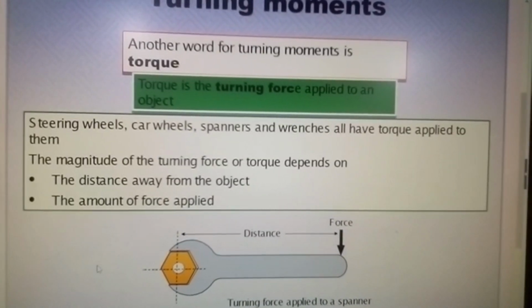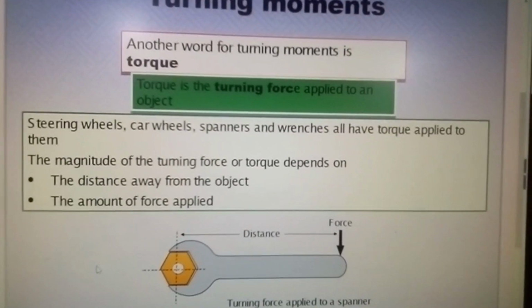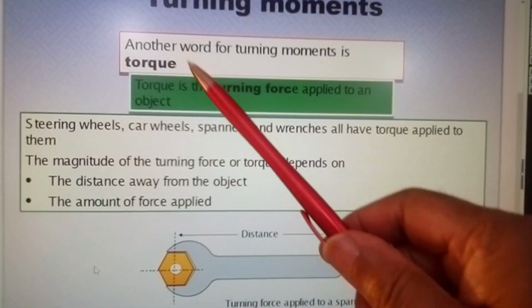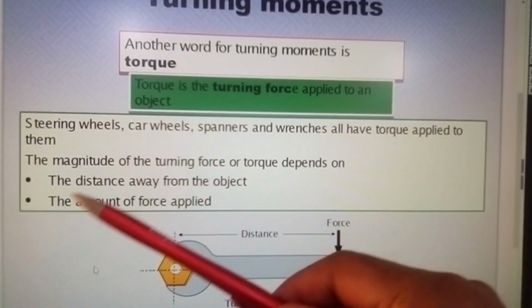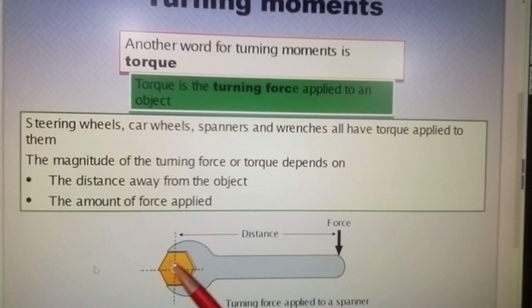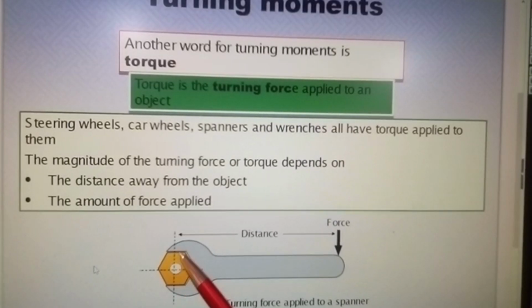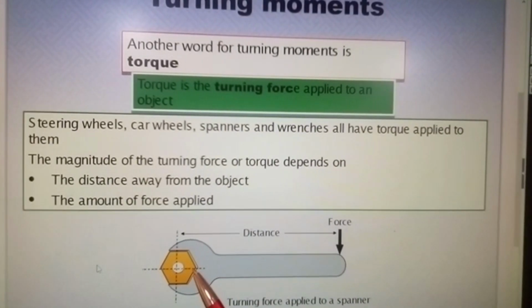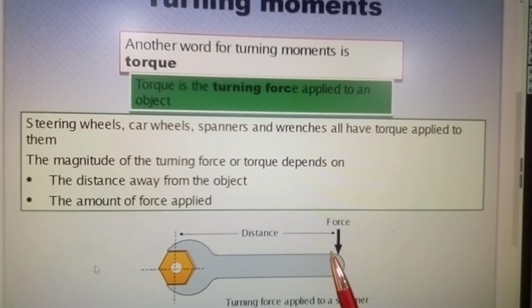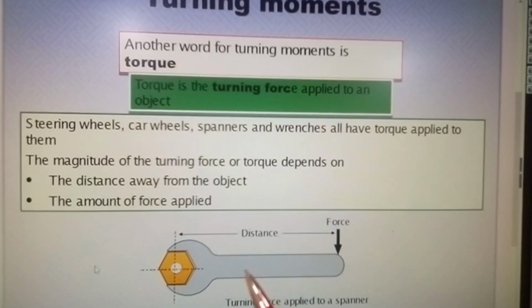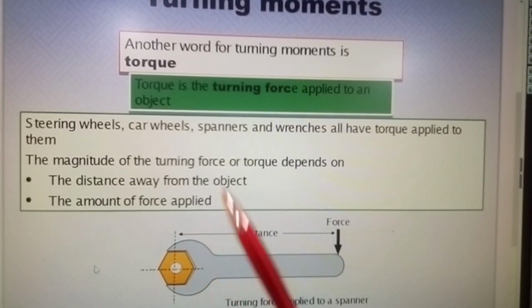Now, turning moments. Another word for turning moment is torque. Torque is the turning force applied to an object. So you can see here the force required to turn this nut. Let's suppose that spanner is 2 feet long, and it will take a certain force to turn that nut, to loosen it off.